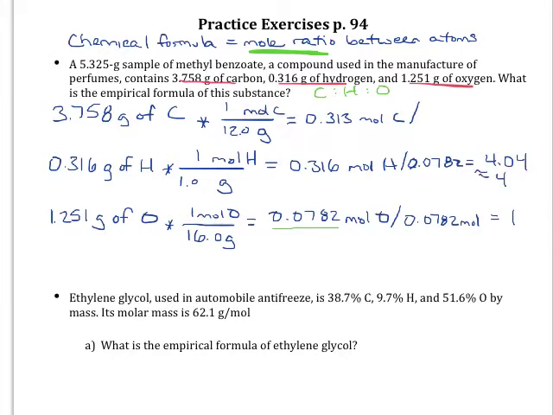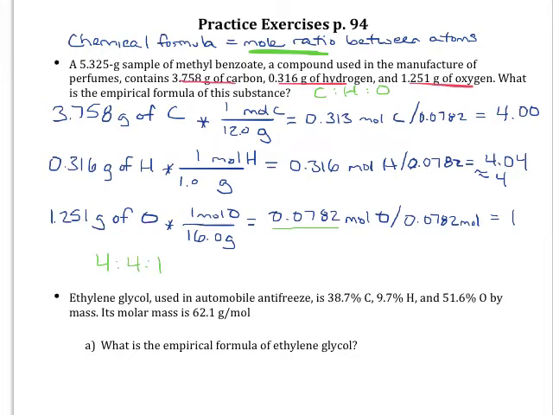The only time you don't want to round is if you see something that's very obviously a quarter, 0.25, half, 0.5, a third, 0.33, 2/3, 0.66, or 3/4, 0.75. Other than that, rounding is acceptable for these. Last calculation for the carbon. And we get 4.00. So what this tells us when we look at our ratio is that the ratio of carbon to hydrogen to oxygen is 4 to 4 to 1.